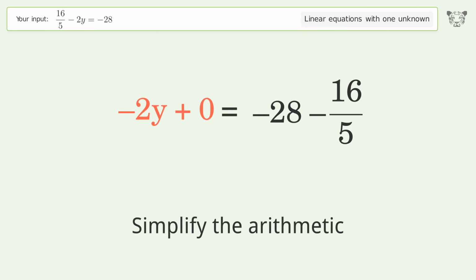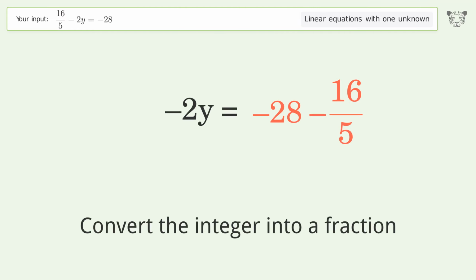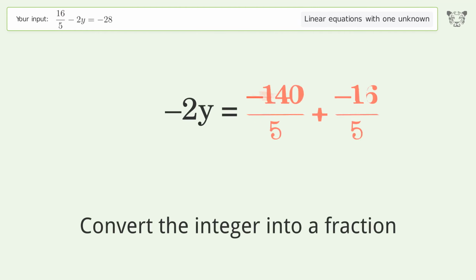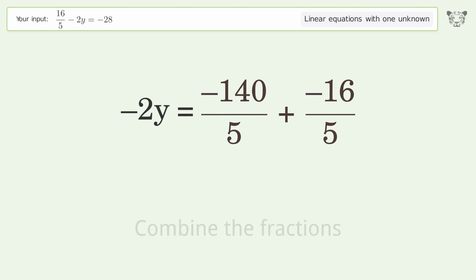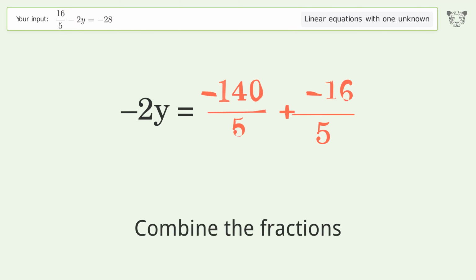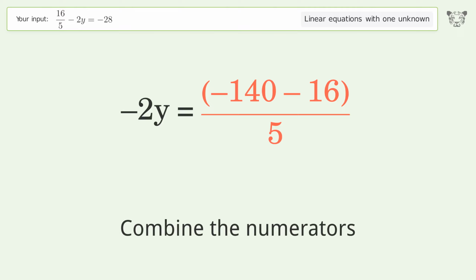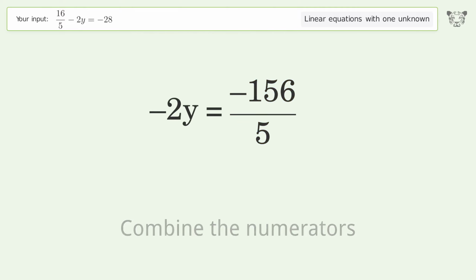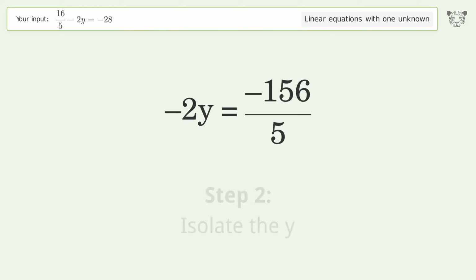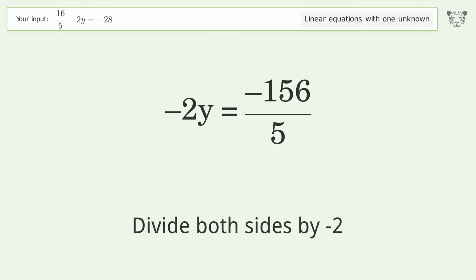Simplify the arithmetic. Convert the integer into a fraction. Combine the fractions. Combine the numerators. Isolate the y. Divide both sides by negative 2.